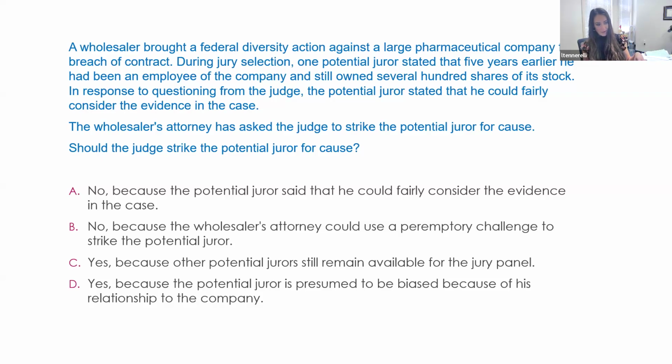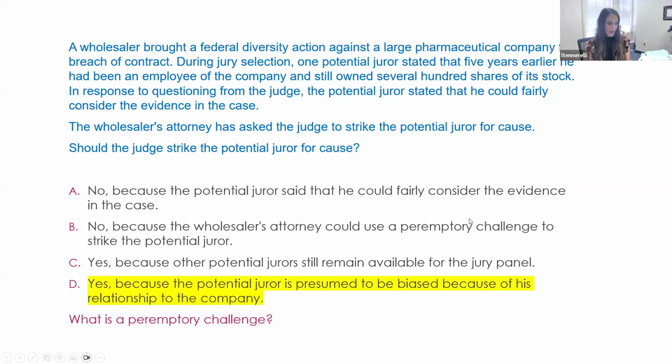And we can rule out C because even if there weren't enough other potential jurors, more would have to be summoned, because you can't be forced to have people who have presumed bias or implied bias on your jury just because there aren't enough people. There would have to be more who were summoned in that particular instance. Yeah, our answer is D.